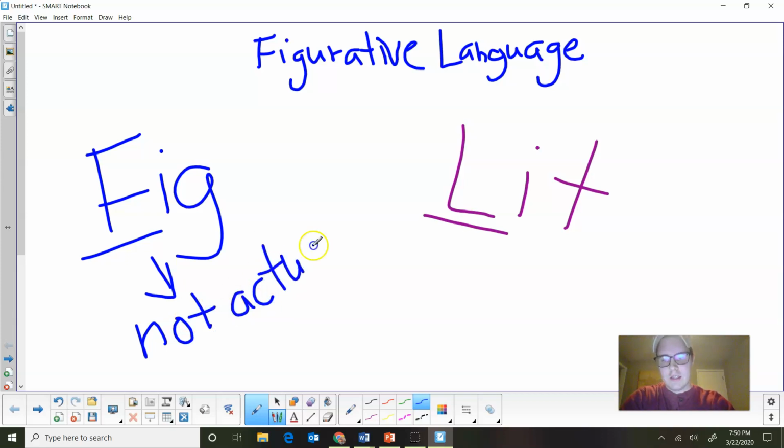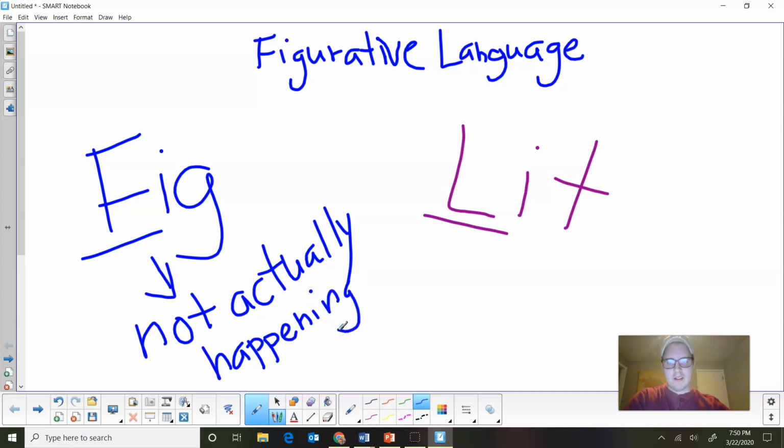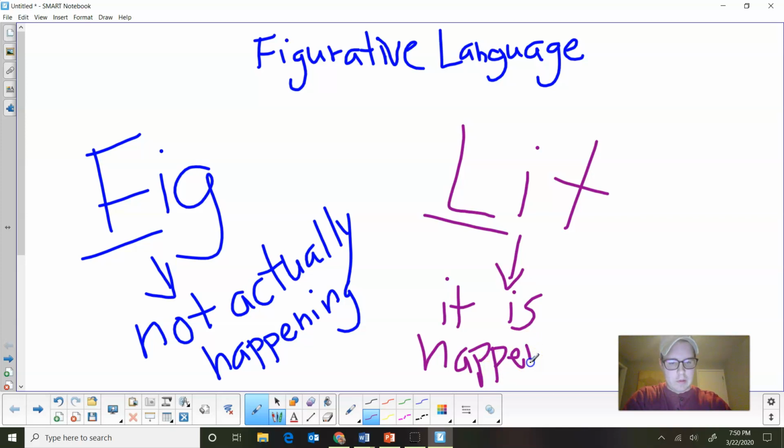actually happening. It's just the idea of it happening. That's what figurative means, where literal means that it is happening for real. The perfect example is I could eat a horse, okay? That's a popular expression. I could eat a horse figuratively means that you're really hungry.